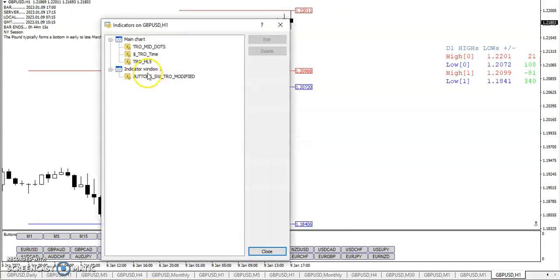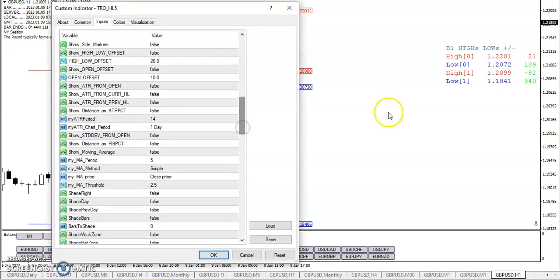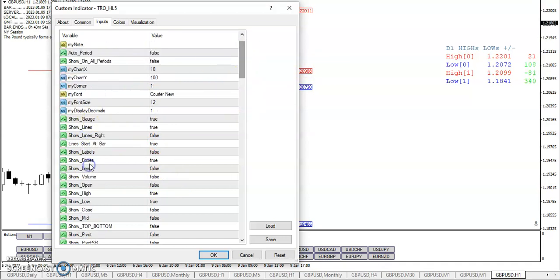For whatever reason. And one of the reasons could be you could have multiple instances of HL5 up there, and then they start to overwrite each other. So on one of them, you can turn it off. Turn off those labels.